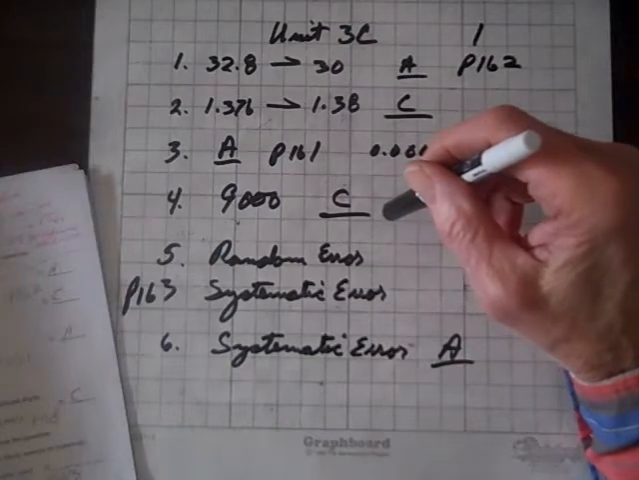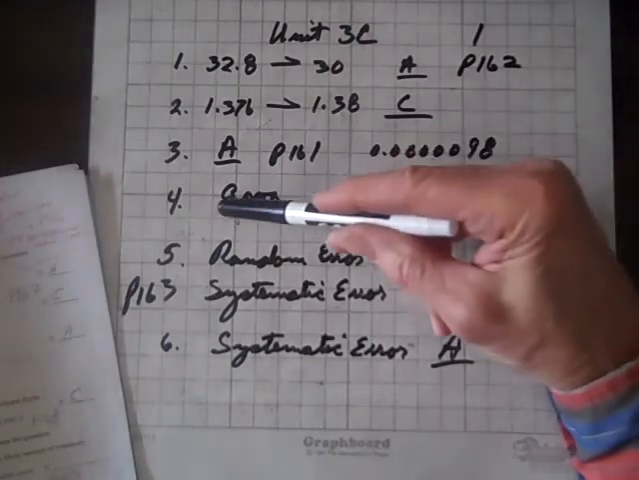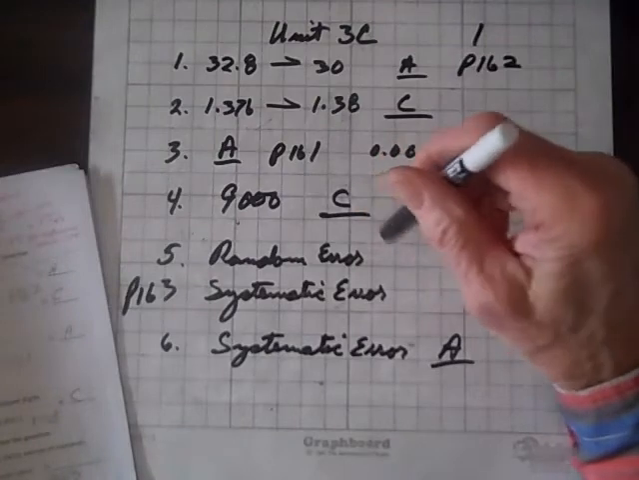For number 4, it says round to 1 significant digit. The only option is 9,000, and that's C.